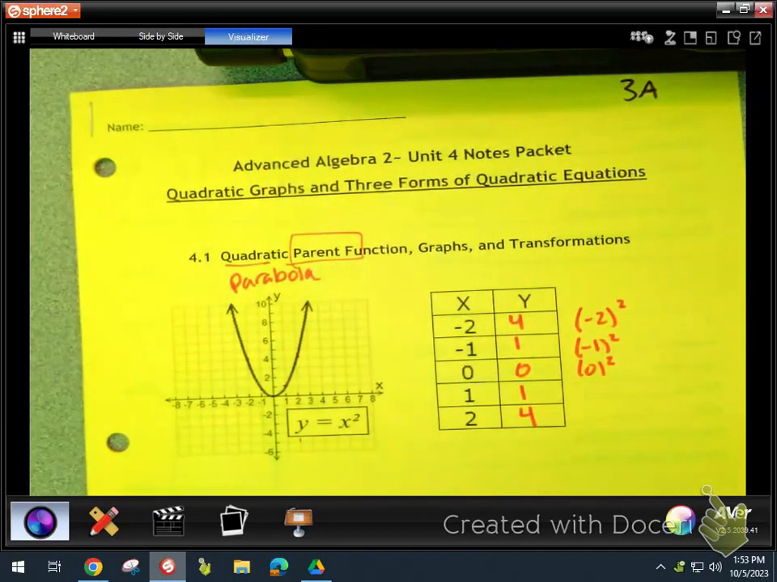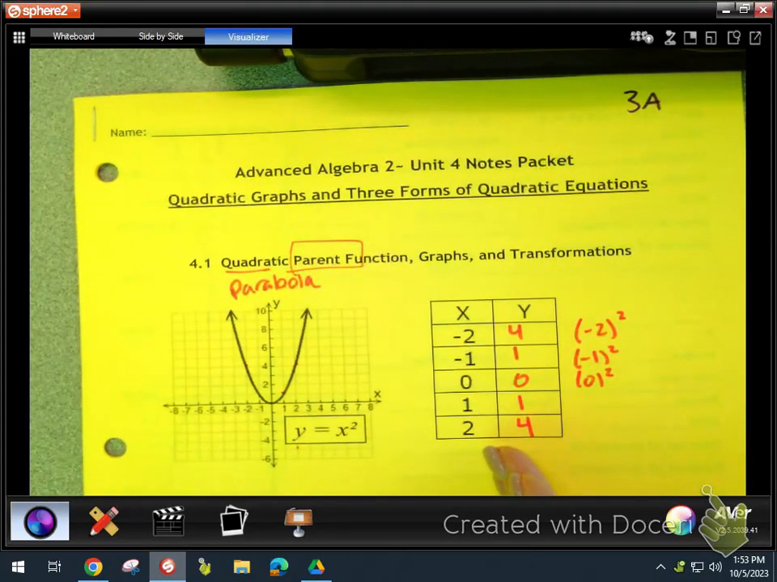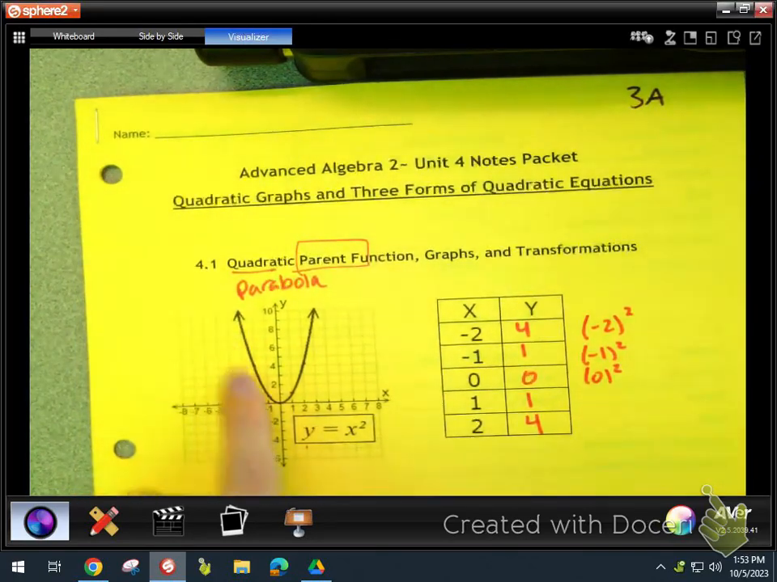And then if you have any sort of transformation, those points are probably going to hop off. So just make sure that you know which ones to start with. These are our starting points for this entire unit, okay? This is what our graph looks like.